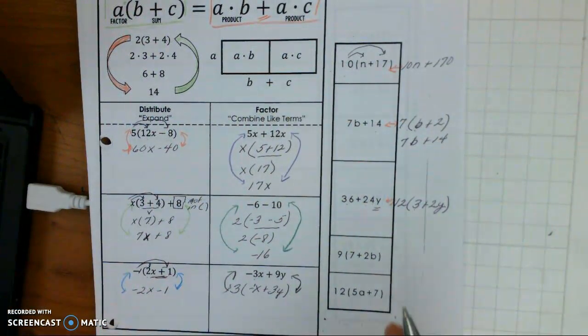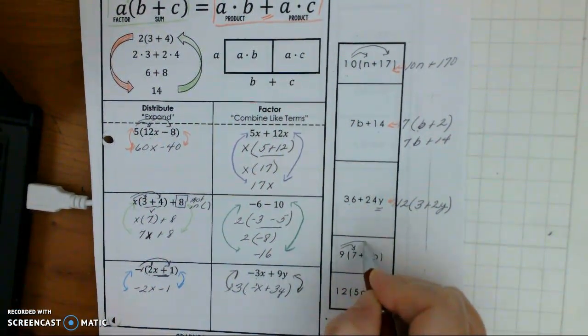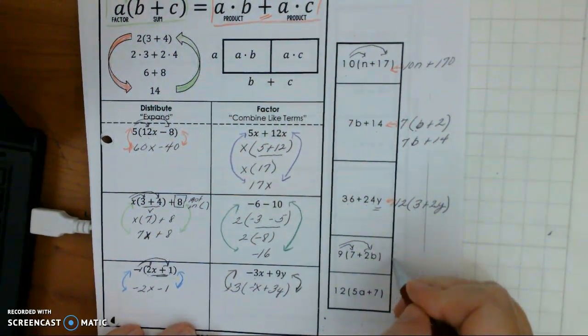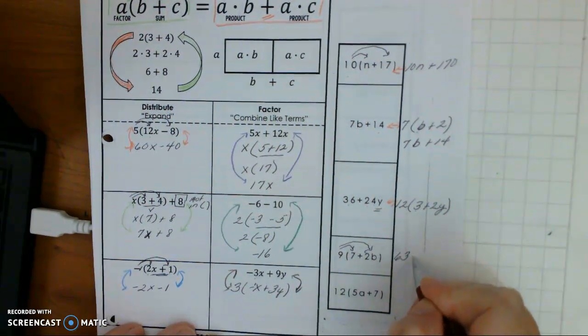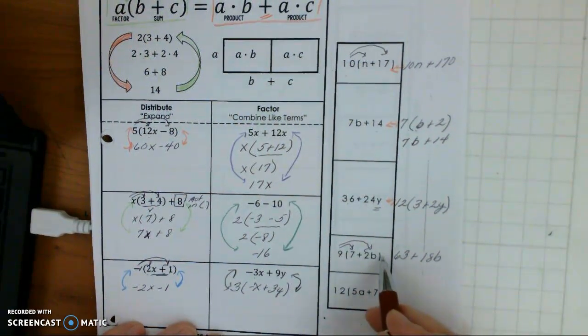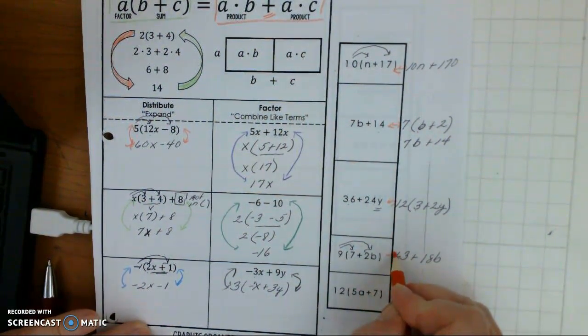Now this one's like the distributive property: 9 times 7, 9 times 2b. I'm sorry, I'm trying to keep my hand out of the way. 9 times 7 is 63, plus 9 times 2 is 18b. So again, these are equivalent expressions. I've got to find my red pencil.